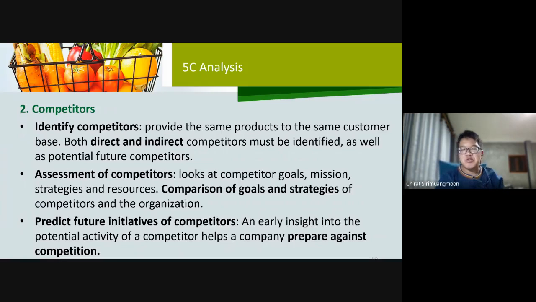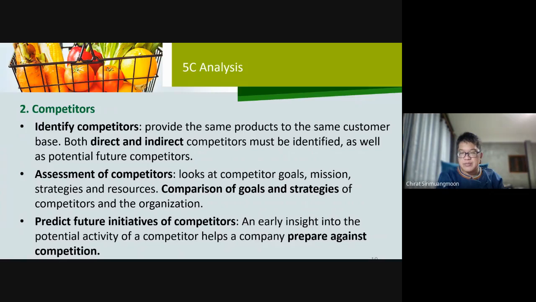Second one, competitors. Knowing yourself is not enough. You need to know about the competitors, the people you're going to fight with. First one, identify competitors, both direct and indirect.